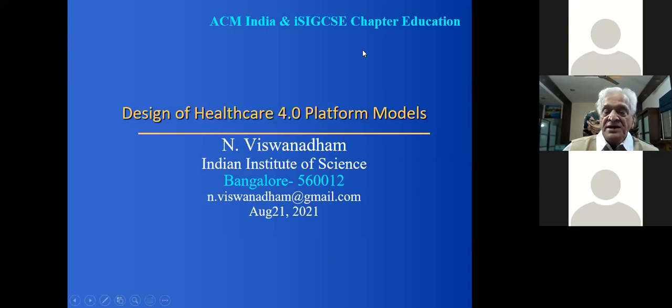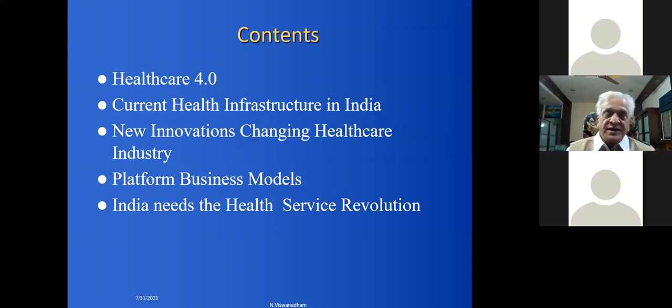So let me start with the platform here. You can see the design of healthcare 4.0 platform models. I will first define what is healthcare 4.0. I mean, we know industry 1.0, 2.0, 3.0, 4.0, and so on. So I'll define what is healthcare 4.0.